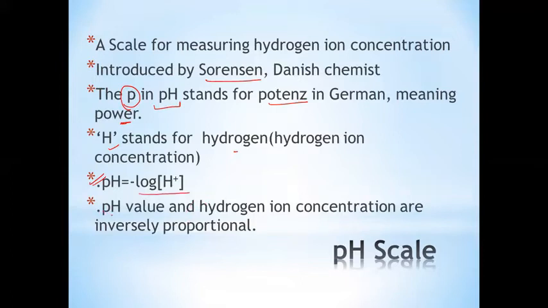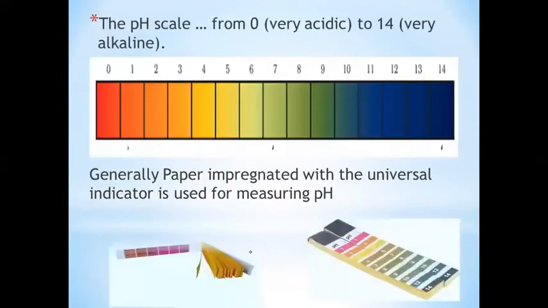pH value and hydrogen ion concentration are inversely proportional. H positive ion present in solution, they are inversely proportional. Now, pH scale. pH scale ranges from 0 to 14. 0 means very acidic, 14 means very basic or alkaline. If pH 7, then it is neutral.